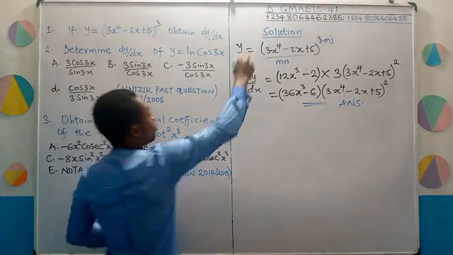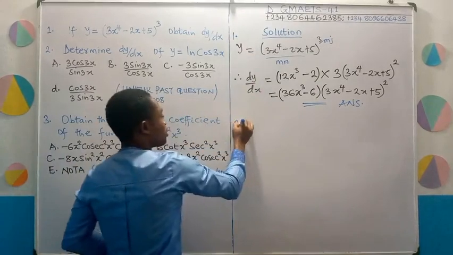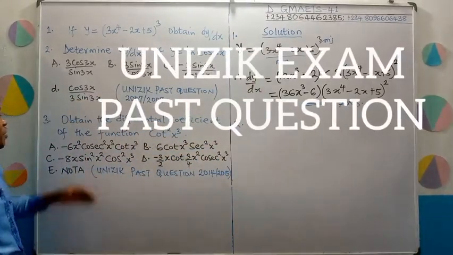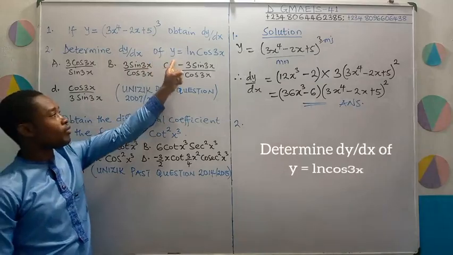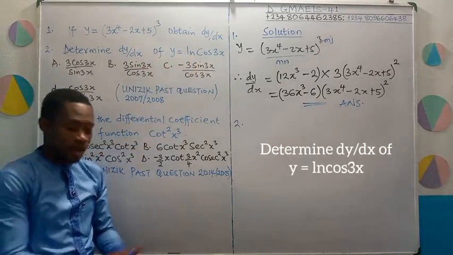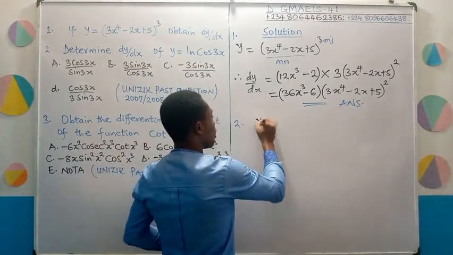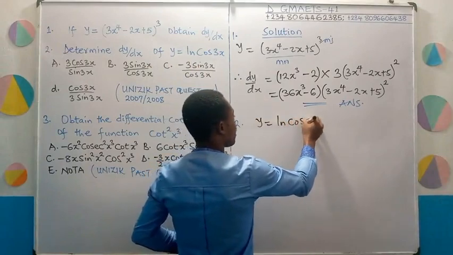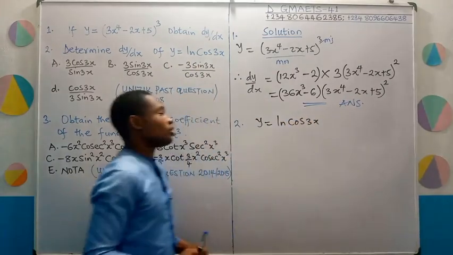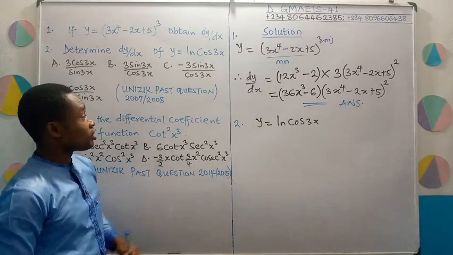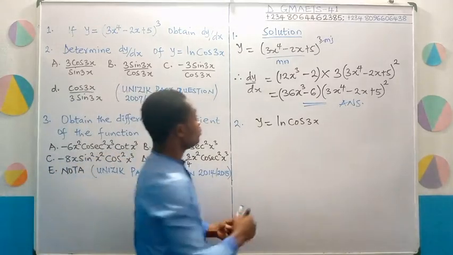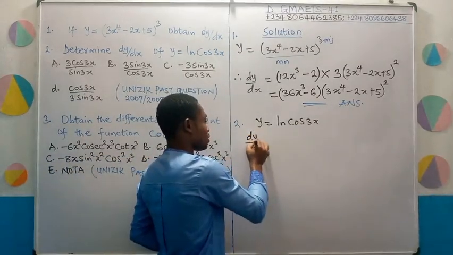Let's look at the second question. This is the solution to number 1. Solution to number 2: we have to determine dy/dx of y equal to ln cos 3x. Okay, we've got y equal to ln cos 3x. How do we obtain the dy/dx of this term? We have options here. It's a simple one.